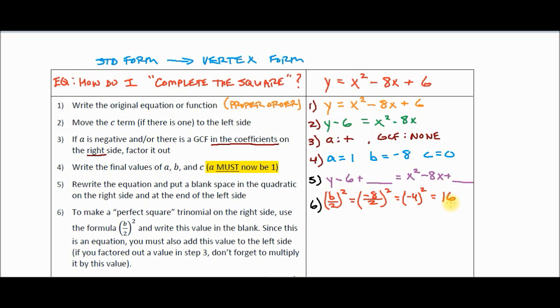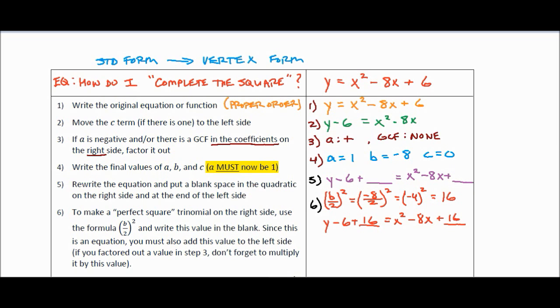So I'm going to take that value now, and class, I'm going to rewrite this equation. Now in real life, when you're doing this, you just put the number in the blank. But I just want to show you each of these steps separately. So now this is going to turn into y minus 6 plus 16 is equal to x squared minus 8x plus 16. So there is our blank filled out. We've added 16 to both sides because 16 was the value of b over 2 squared.